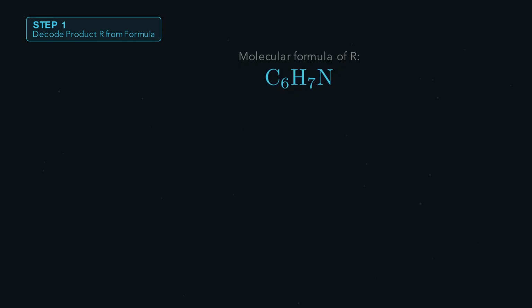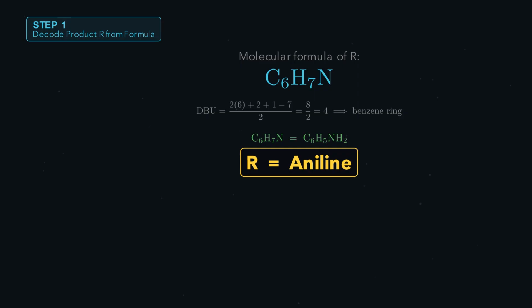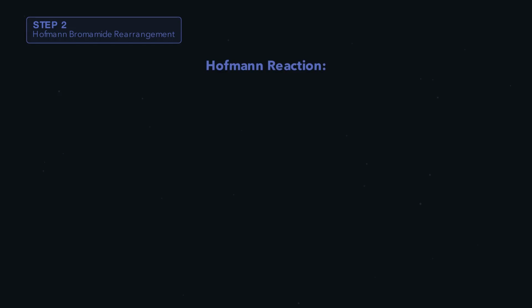C6H7N has a degree of unsaturation of 4. That means a benzene ring. 6 carbons, 1 nitrogen, 7 hydrogens. That's aniline, a benzene ring with an amino group. This immediately eliminates options 1 and 3, since 4-methylaniline or 2-methylaniline would be C7H9N, not C6H7N.